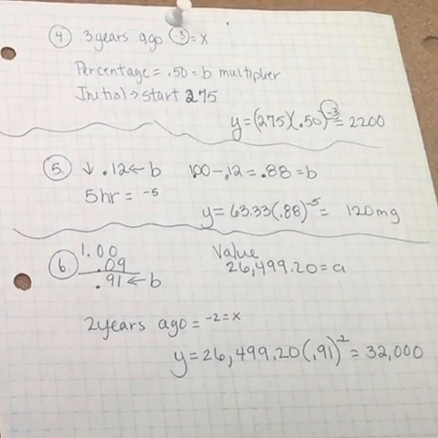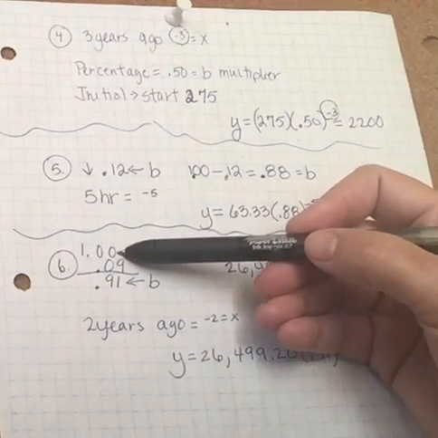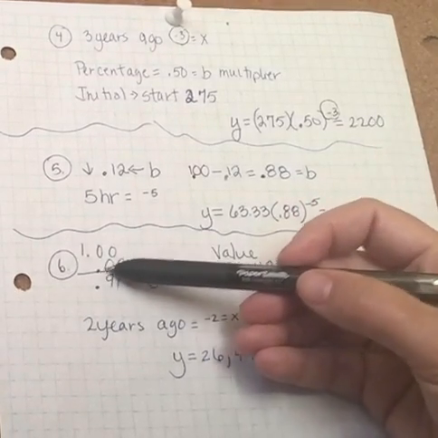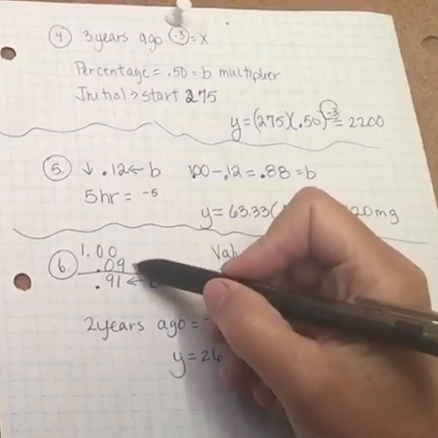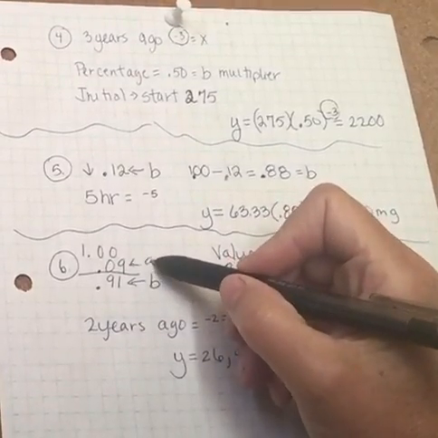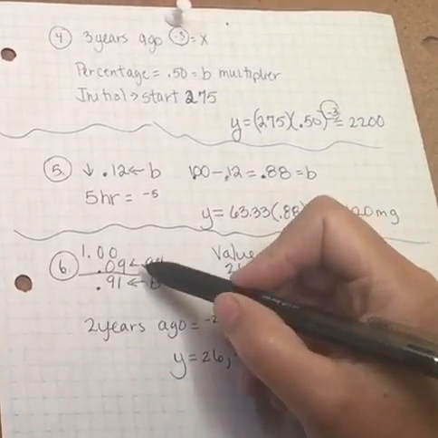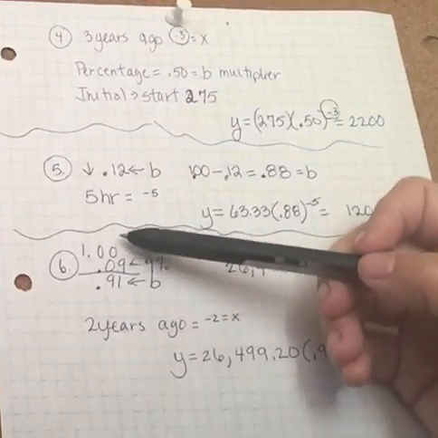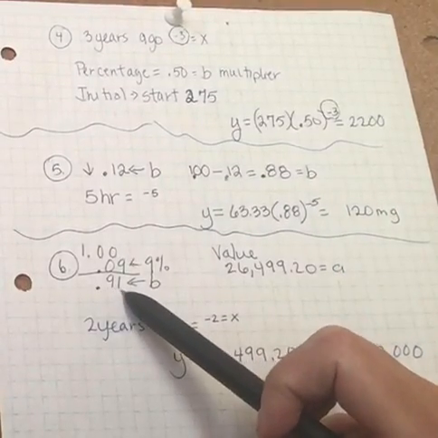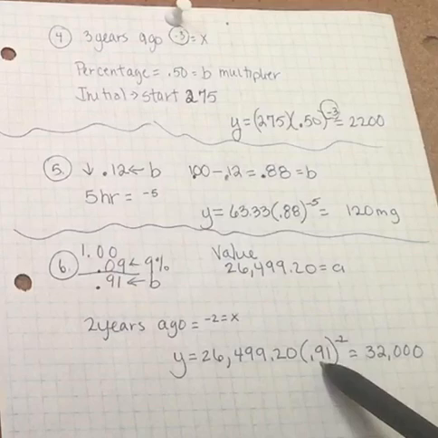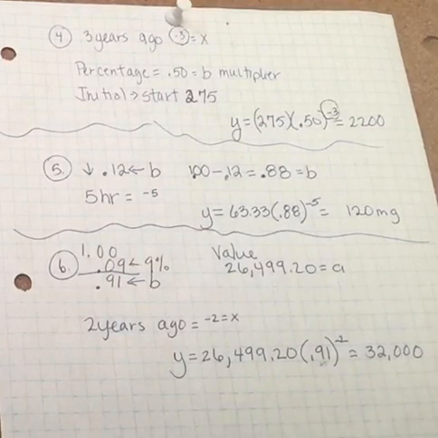Andrea bought a car 2 years ago. The value depreciated. Depreciate means go down. So we had to subtract 1, take away 0.09. Remember, this equals 9%, because with percentages, you're moving your decimal over 2 times. So I subtract, 0.91 is my multiplier. That goes right here.